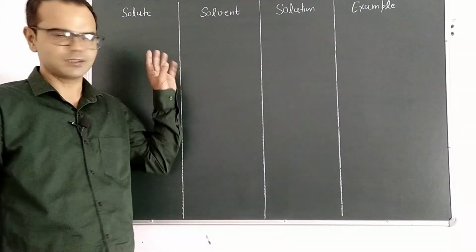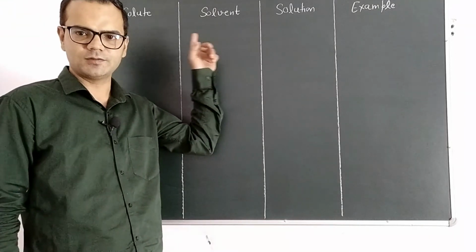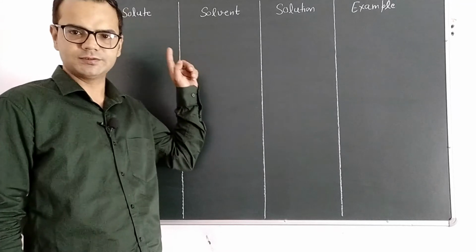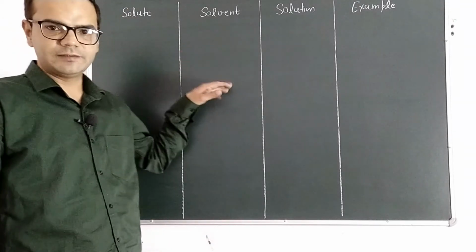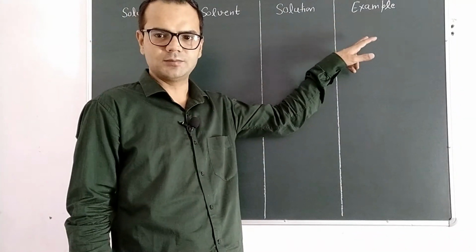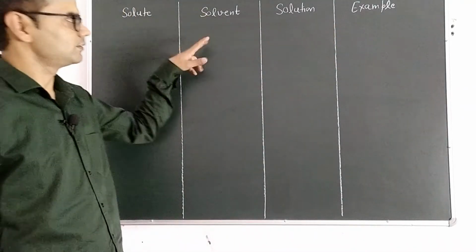Hello everyone. Today we'll discuss types of solution on the basis of physical state of solute and solvent. On the basis of physical state, basically we have 9 types of solutions. The format of the table will be solute, solvent, solution and example of a solution. So let's start with the solid solvent.